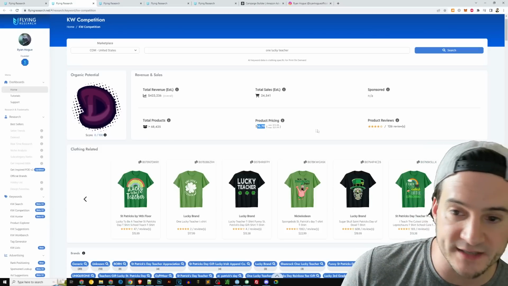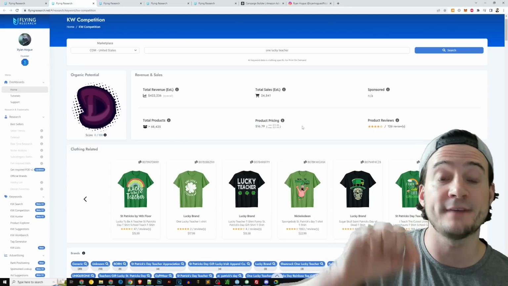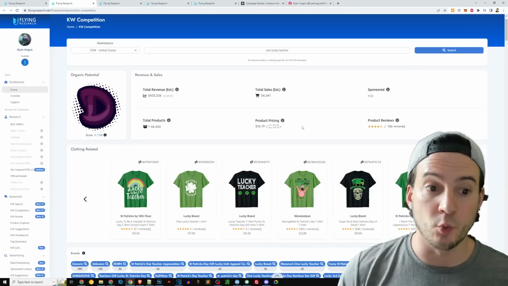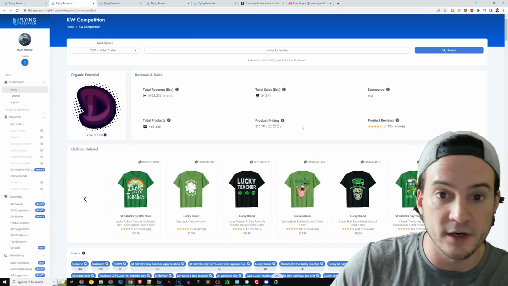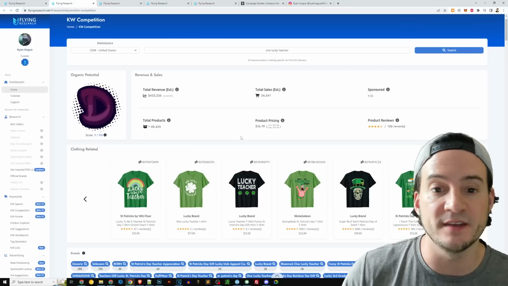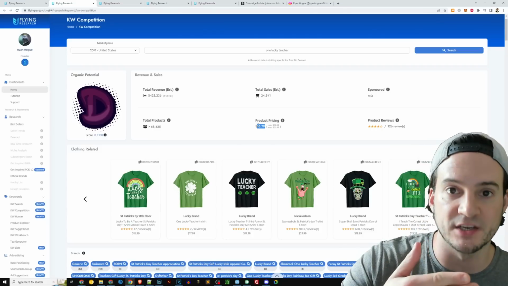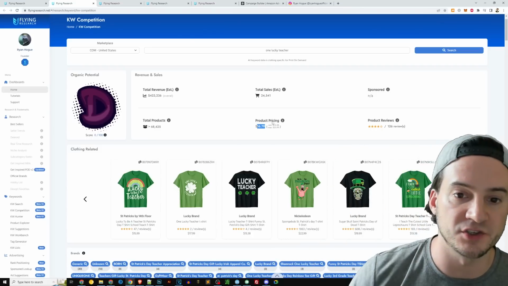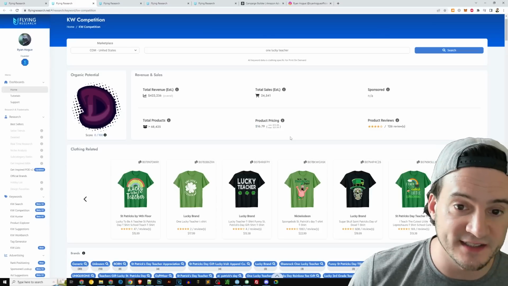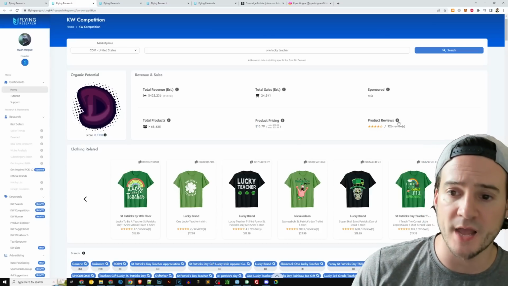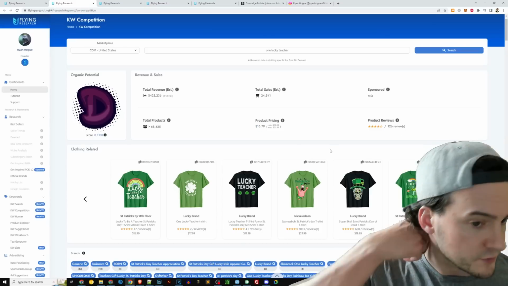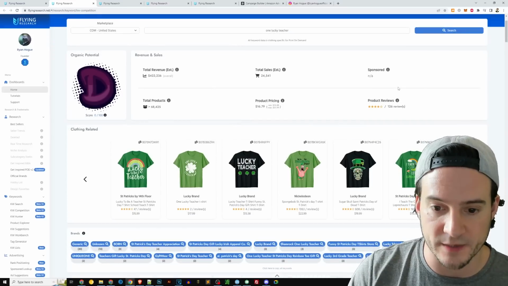Product pricing, average price here, that's again going to be useful. That's going to vary from sub niche to sub niche. So one sub niche may support a higher average price point than another. In this case, we already see it went from St. Patrick's Day shirt, $17 and change, to one lucky teacher, $16.79. And then product reviews, 126 total reviews across the board again on your competition. Maybe not across the board.